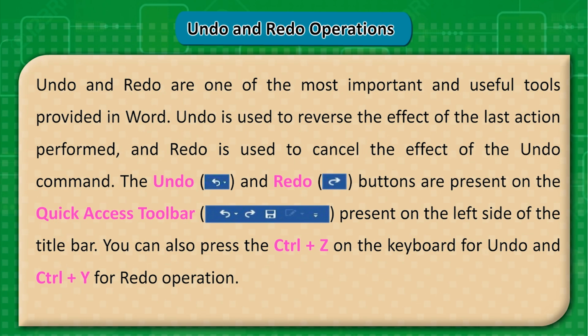Undo and redo operations. Undo and redo are one of the most important and useful tools provided in Word. Undo is used to reverse the effect of the last action performed, and redo is used to cancel the effect of the undo command. The undo and redo buttons are present on the quick access toolbar, on the left side of the title bar. You can also press Ctrl+Z on the keyboard for undo and Ctrl+Y for redo.